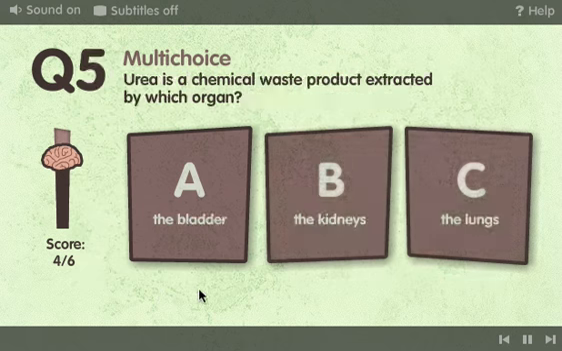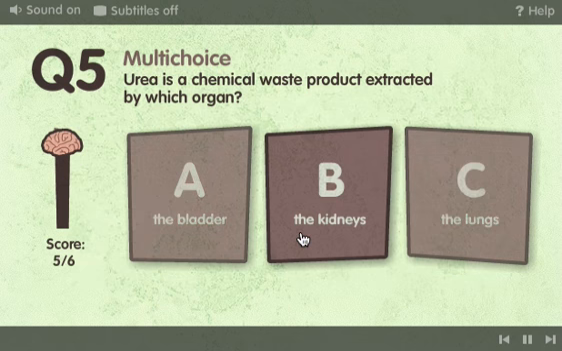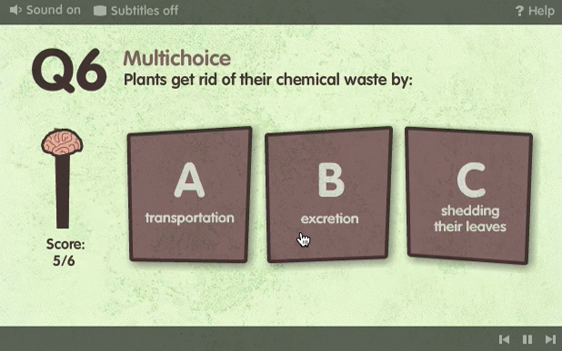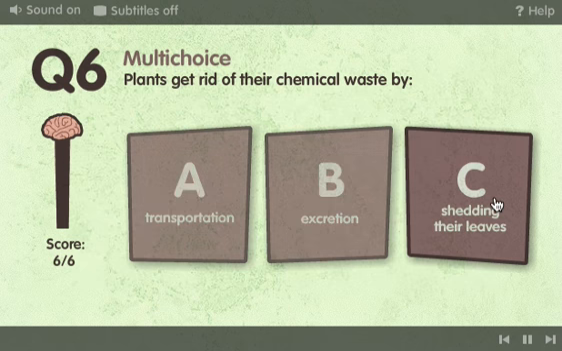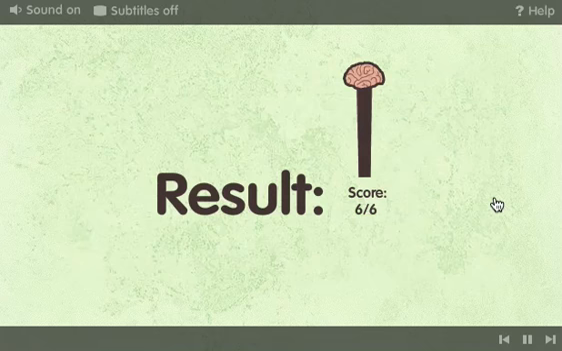Question 5. Urea is a chemical waste product extracted by which organ? A. The bladder. B. The kidneys. C. The lungs. Question 6. Plants get rid of their chemical waste by A. Transportation. B. Excretion. C. Shedding their leaves. Full marks. Very impressive.